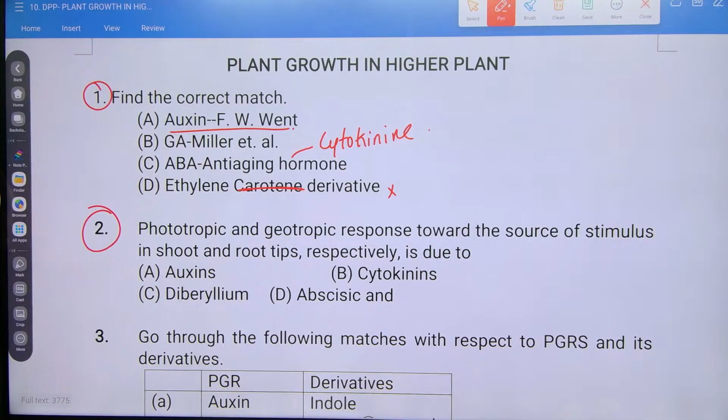Second question, team B. Phototropic and geotropic response towards the source of stimulus.